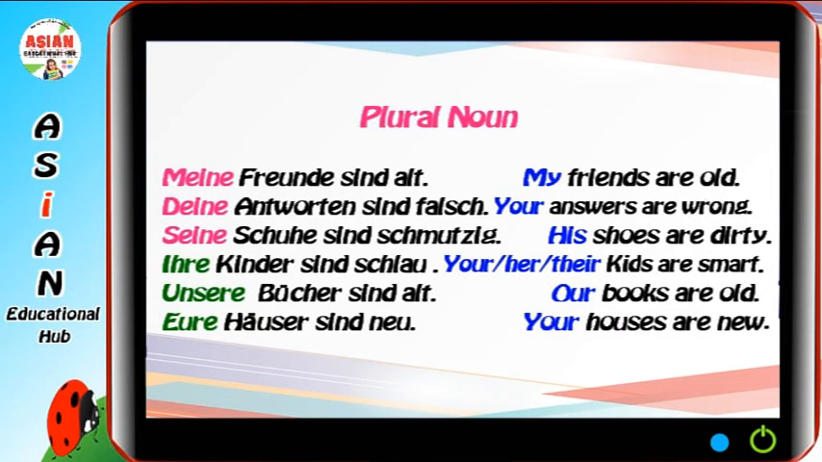Now in plural nouns also we will use meine. Meine Freunde sind alt. My friends are old. Deine Antworten sind falsch. Your answers are wrong. Seine Schuhe sind schmutzig. His shoes are dirty. Ihre Kinder sind schlau. Your, her or their kids are smart. Unsere Bücher sind alt. Our books are old. Eure Häuser sind neu. Your houses are new.